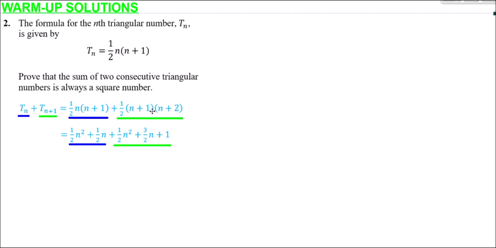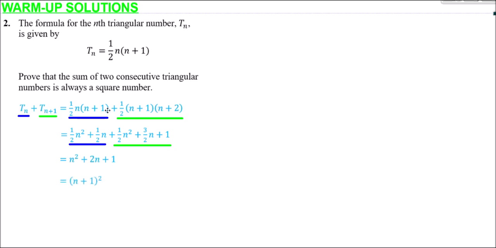method, whichever you prefer, we'd get 3n, but it's half of all of those terms. And finally, the constant term, 1 times 2 is 2, but half of 2 gives 1. We can now simplify this, which gives us n squared plus 2n plus 1. And this is a relief now, because now you should notice this is a perfect square. This factorizes into n plus 1 brackets n plus 1, or more naturally, n plus 1 all squared.